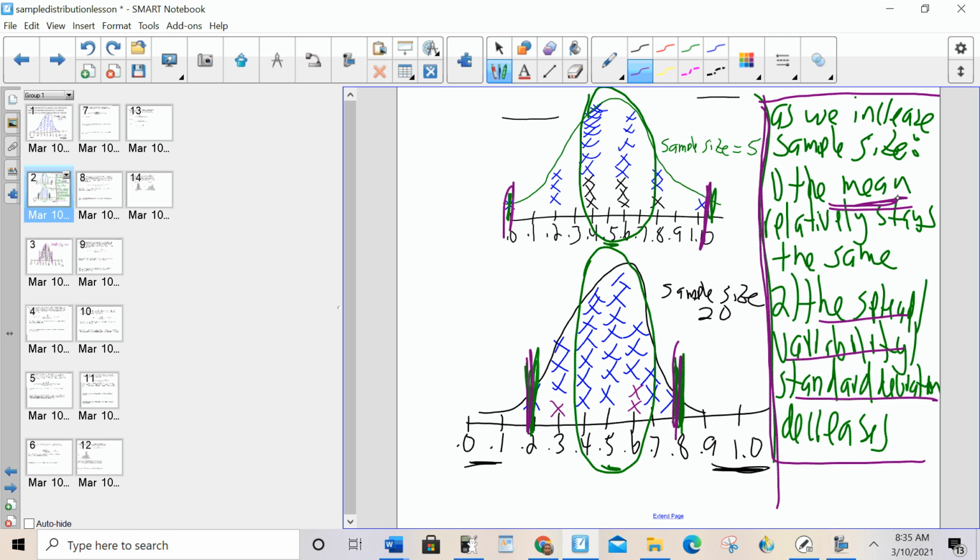And the spread, or variability, or standard deviation, will decrease, meaning that all the values will get closer to the mean. You're not going to have as large of a spread. You're not going to have the numbers out on the outside of the curve. These are going to be empty or have very, very, very few.